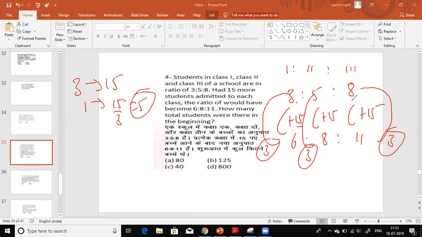So total, how many students earlier? 3 plus 5 plus 8, that is 16. 16 will represent 80. That will be the answer. You just assume original students in class first were 3, in second were 5, and in third were 8. Now they became 6, 8, and 11. How much am I adding? In class first 3 students, in class second also 3, in class third also 3. But actually how much am I adding? 15, 15, 15. So 3 will represent 15, one part will represent 5, and total 16 will represent 80. That will be your answer.